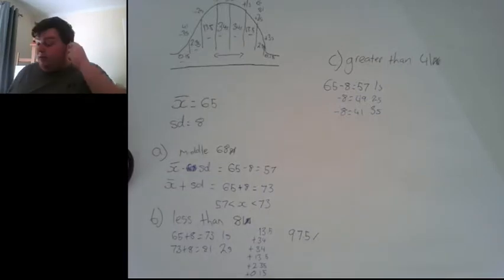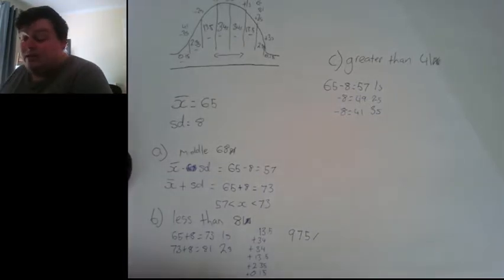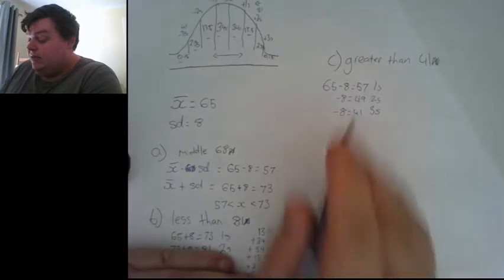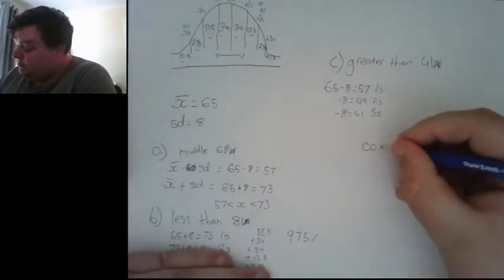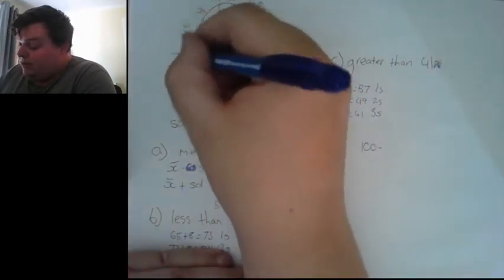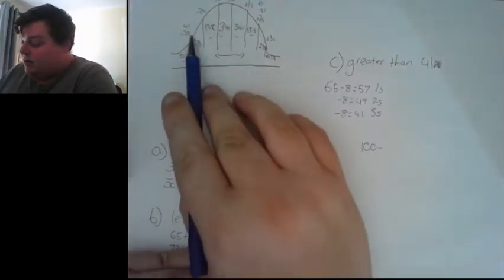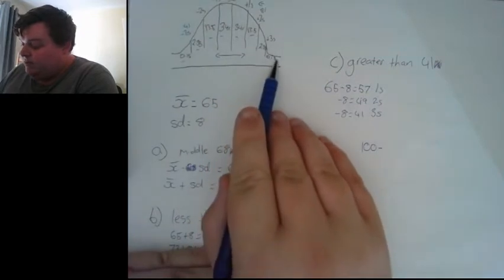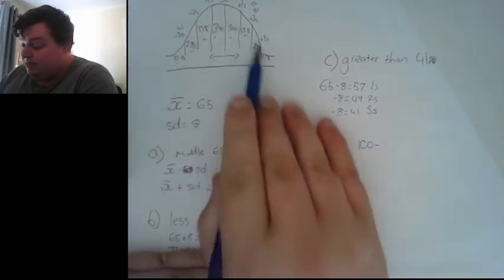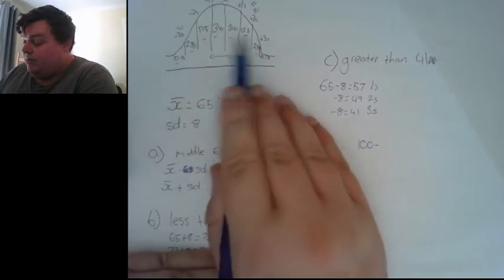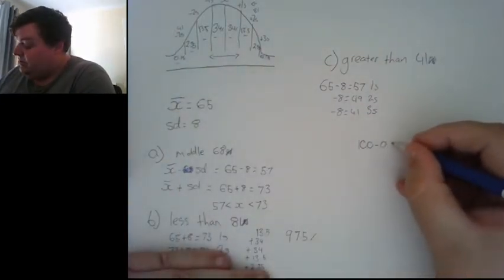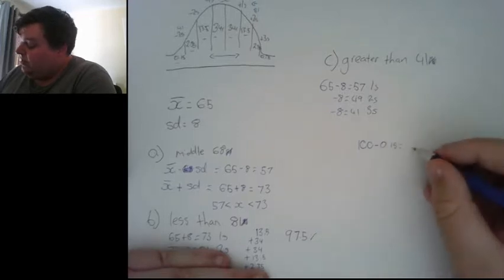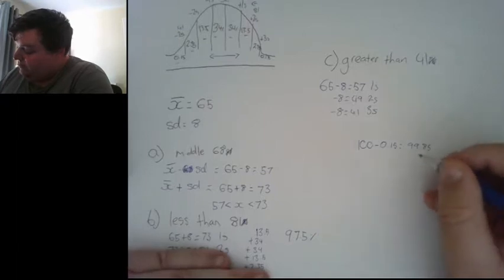Now there are two ways I can do it. I'll show you both ways. I think the quickest way is to say the total amount of data is 100%. I'm going to subtract away the little bit of data that's left. So if I'm trying to find this whole amount, and I know that this whole thing adds up to 100%, rather than add all of them up individually, I'm just going to subtract this away. So 100 minus 0.15 equals 99.85. Alright?